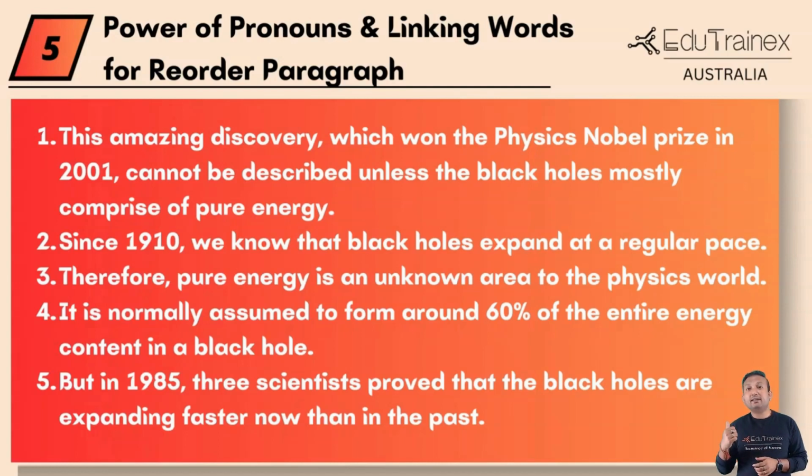So we have to start eliminating the ones that has a pronoun, he, she, it, this, that, or a transition word like however, moreover, but, therefore. Eliminate all of them. Sentence 1, this amazing discovery. This is a pronoun, can't be independent sentence. So eliminate the sentence 1. Sentence 4 again starts with a pronoun. Eliminate it. Sentence 3 and 5 start with a linking word, therefore and but. Again, eliminate it. So sentence 2 is the only one remaining, that is to be the topic sentence. Read it and verify if it is correct. Sounds correct to me. Since 1910, we know that black holes expand at a regular pace. It's telling you what we know about black holes since 1910.